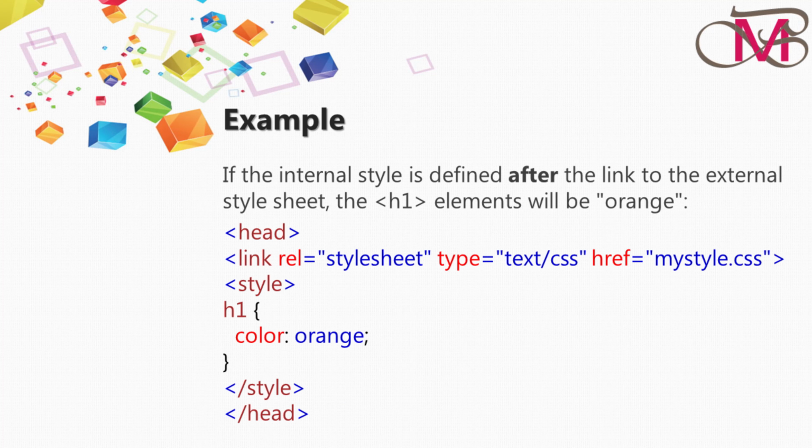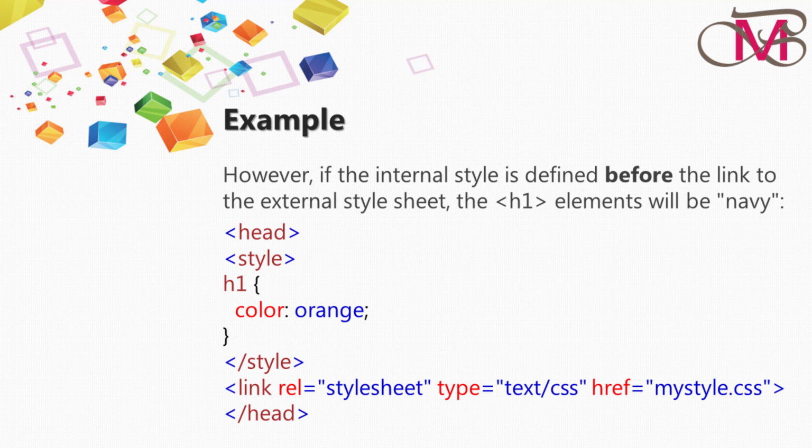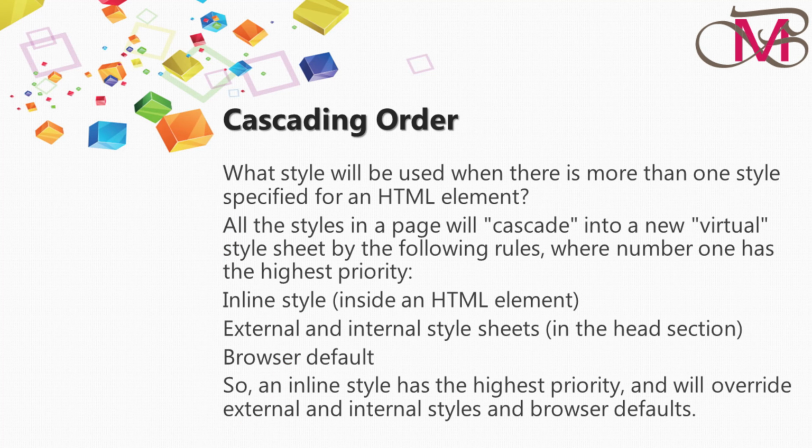Example. If the internal style is defined after the link to the external style sheet, the h1 elements will be orange. Example. However, if the internal style is defined before the link to the external style sheet, the h1 elements will be navy. Cascading order.